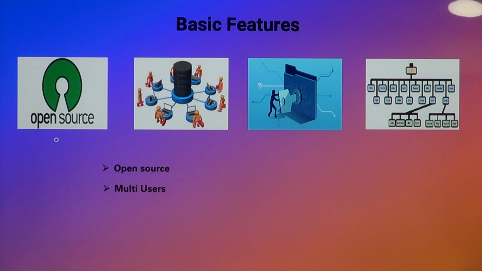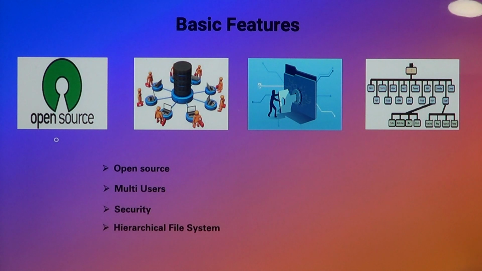Now, multi-users. Linux is a multi-user system, meaning multiple users can access system resources like memory, RAM, and application programs at the same time. The next and most common is security. Linux provides user security using authentication features like password protection, controlled access to a specific file, and encryption of data.